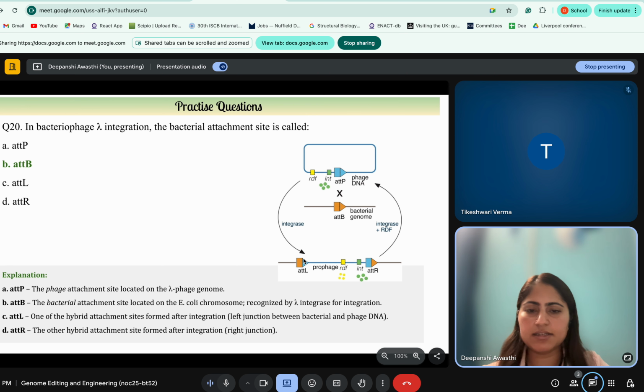So another thing which I want to mention is about ATTL and ATTR. So ATTL means, when the hybrid is synthesized, this is the hybrid attachment site formed after integration. So this shows the left junction between the bacterial and phage DNA. So this is the left junction, ATTR is the right junction. So in this case the bacterial part is towards the left side, and this bacterial part is towards the right side. So this is joining of both of these, phage DNA and bacterial genome together.